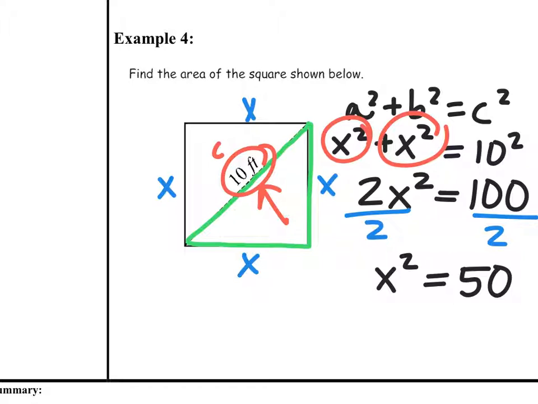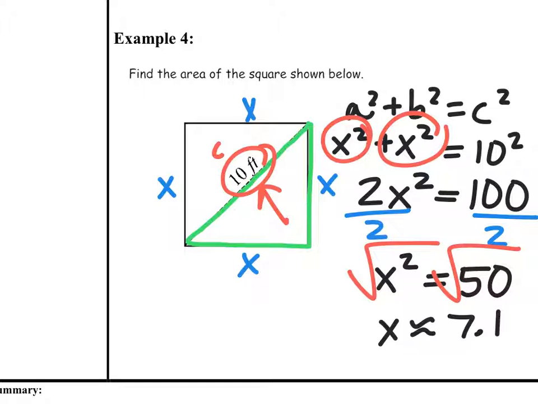And I want x by itself. What's the opposite of squared? Square root. So whatever that is. What's the square root of 50? 7.1. X is approximately 7.1. You could actually leave that in your calculator.